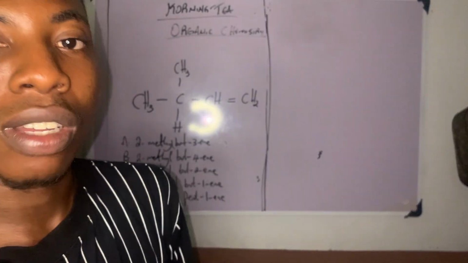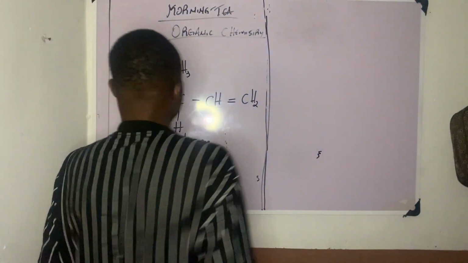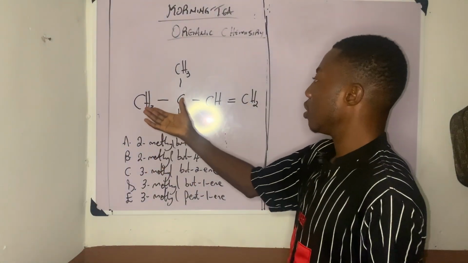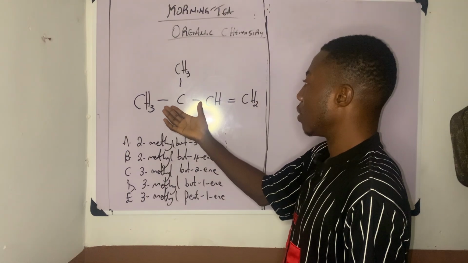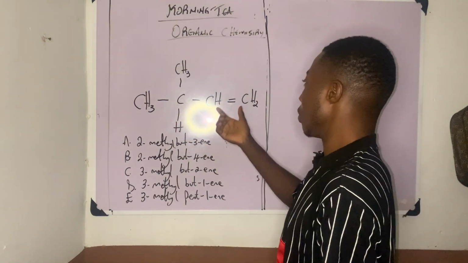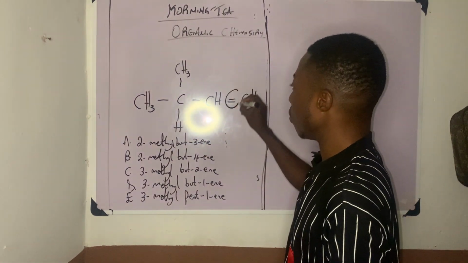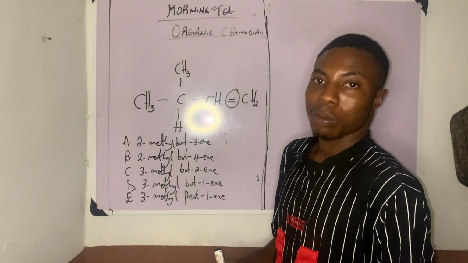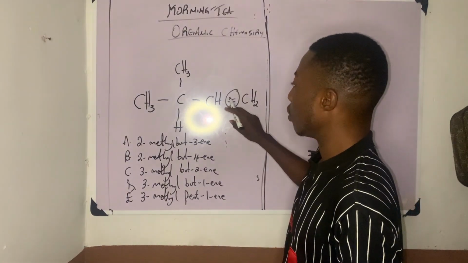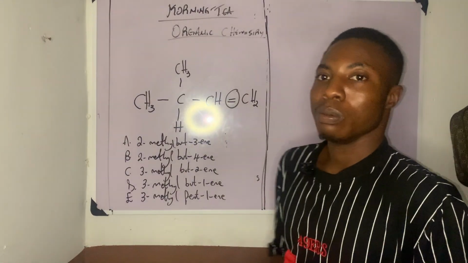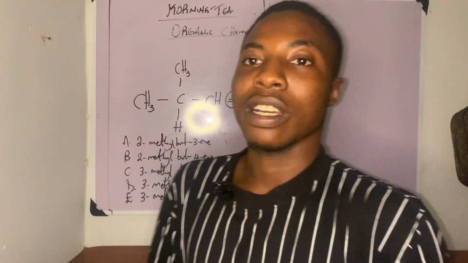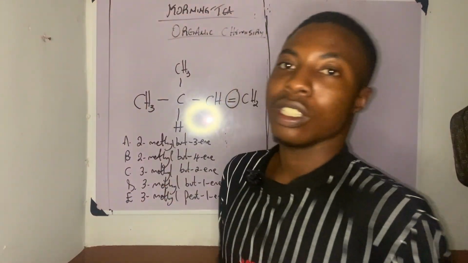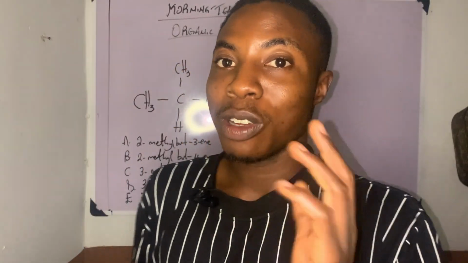Now, let's look at the compound on the board. If you look at the compound, we have an organic compound and we have a double bond here. Once we have a double bond here, this double bond means that this particular organic compound is from alkene. So how do you know whether something is from alkene or not?